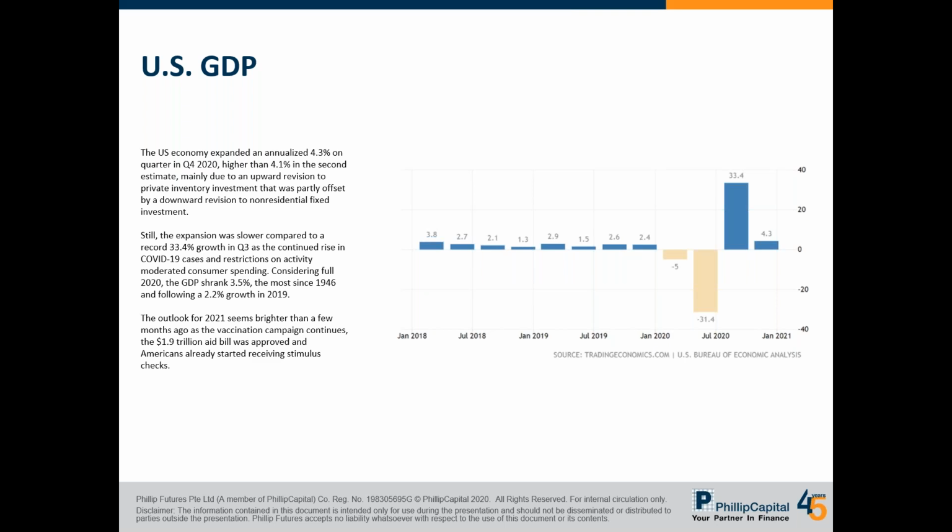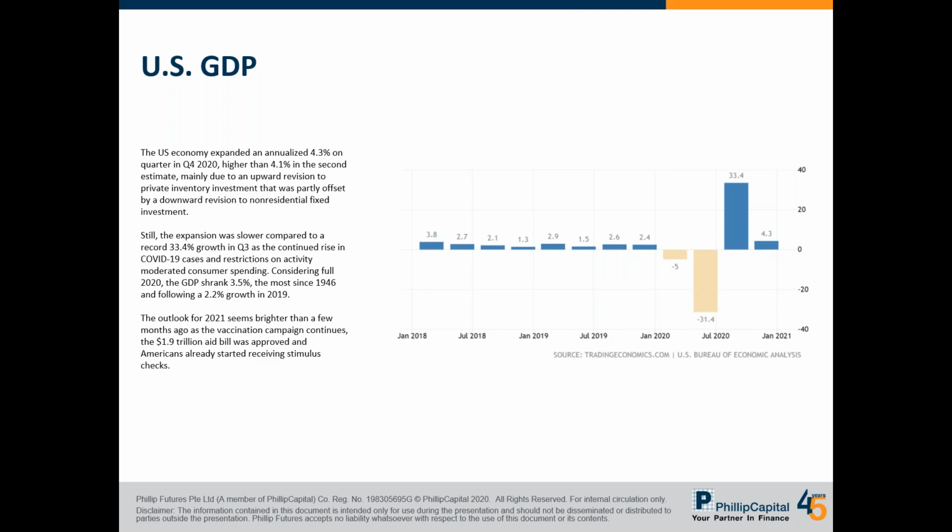As you can see, it has been hit very, very badly by COVID. The outlook for 2021 seems brighter than a few months ago. Of course, the vaccination campaign continues, and the 1.3 trillion aid bill was approved, and Americans have already been receiving the stimulus checks.